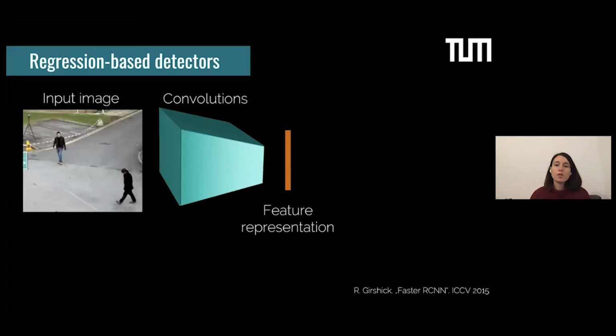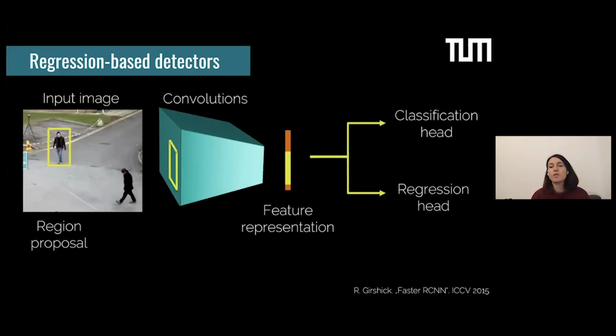Probably most of you are familiar with Faster R-CNN. In general, when I say Faster R-CNN, I talk about regression-based detectors. These are the ones that take an input image and process it through a series of convolutions to obtain a feature representation. Then they analyze a region of interest, which they call the region proposal, in that feature representation. From there, they perform several tasks. One task could be classification, classifying the type of object that you can see in that region proposal. And the other, more interesting one, is regression.